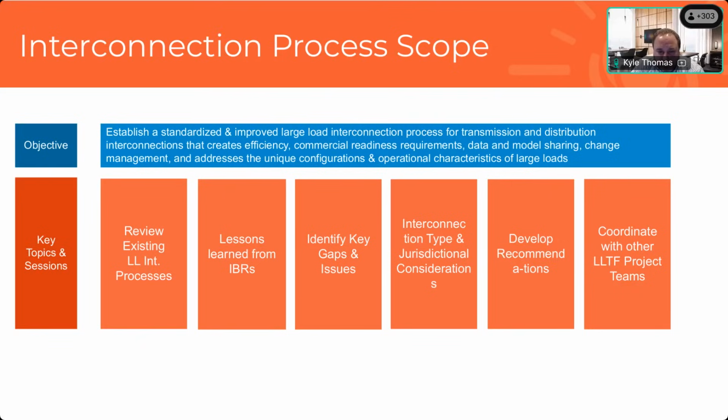the core objective and goal is to develop some recommendations for a baseline, standardized, and improved large load interconnection process for the variety of entities that are involved in this process, of which it certainly has grown and changed in the very recent months and years here. And the goal with the improvements here is to create efficiency, establish firm commercial readiness and financial requirements to ensure non-speculative projects are the ones moving forward and speculative ones get weeded out.